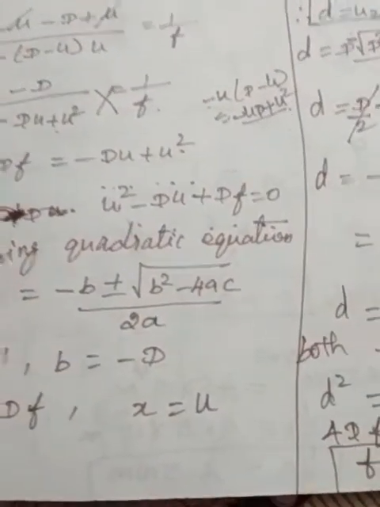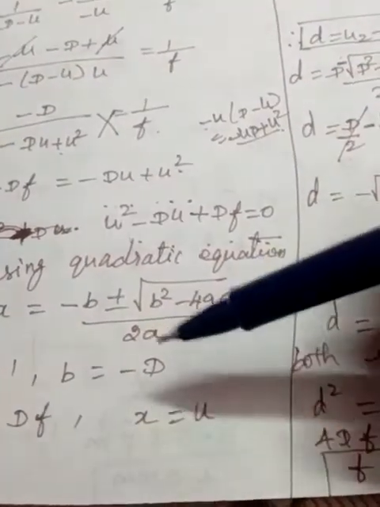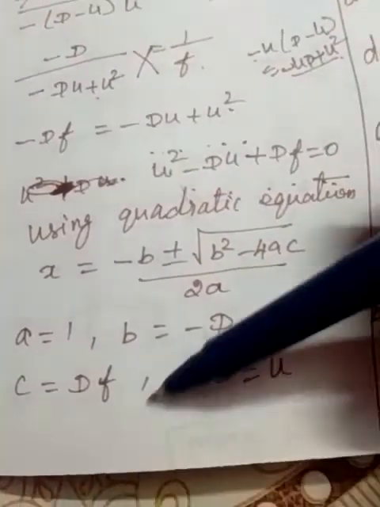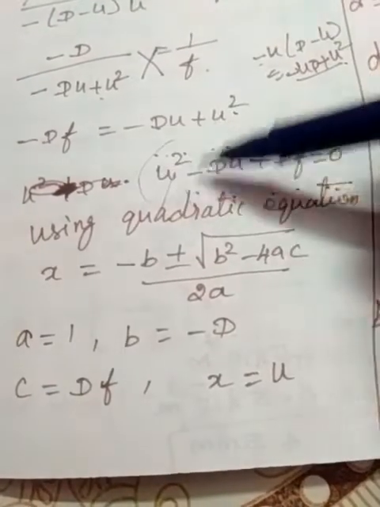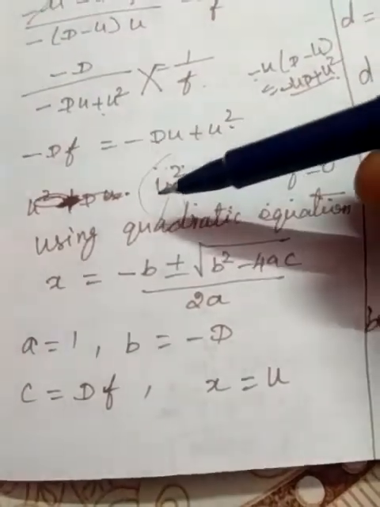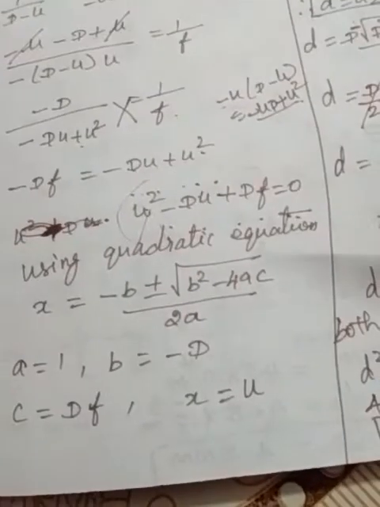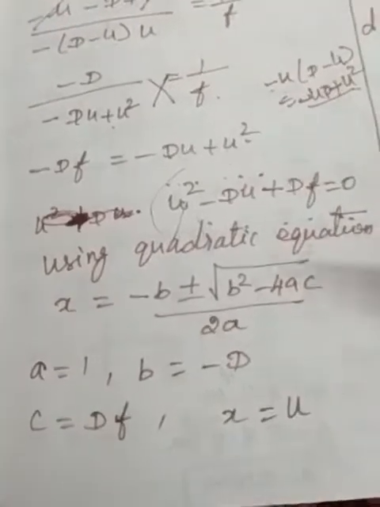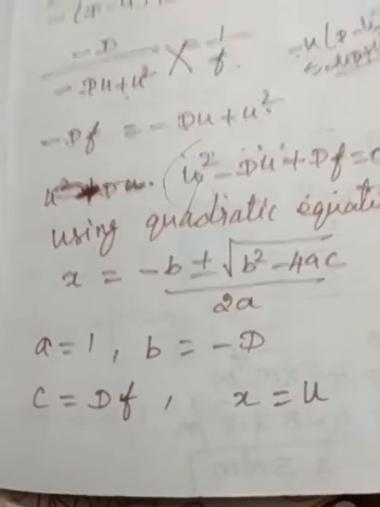So using the quadratic equation, mathematically the quadratic equation you know that x equals minus b plus or minus the root of b squared minus 4ac divided by 2a. So the value of a is 1, the value of b is minus d. Here this is A, this is B, this is C, right? So the value of A is 1, the value of B is minus D, the value of C is DF, and I have taken x as u, right? So now we are doing the calculations.